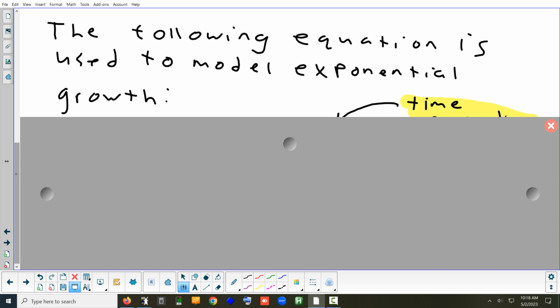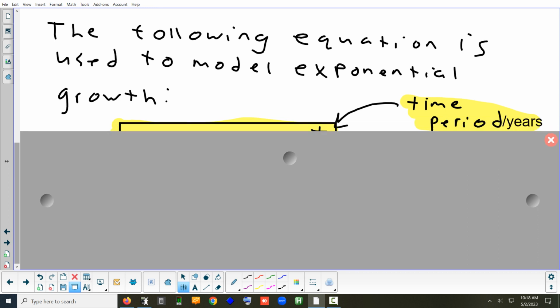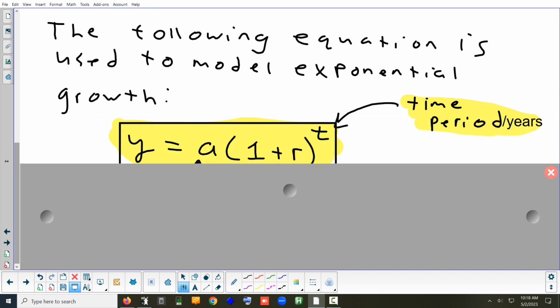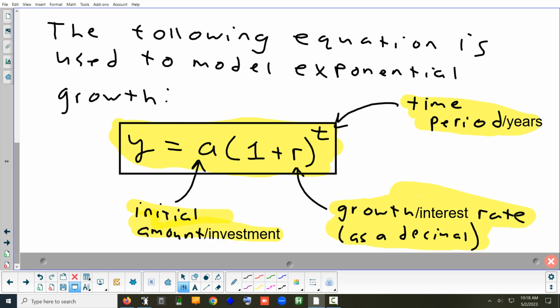So now there's a box at the top of your back page, kind of in the middle. It says the following equation is used to model exponential growth. And that's the equation we want to write down. So in the box, you want to put y equals a times 1 plus r to the t. And this is a formula that's specifically made to figure out how much money you're going to make if you put an investment in a bank account.